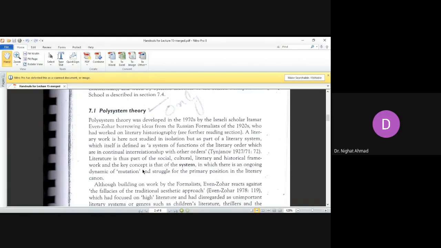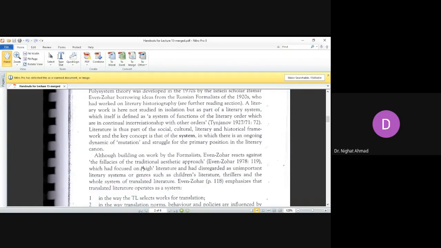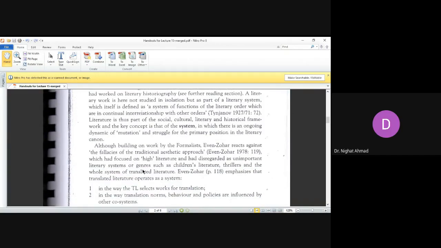And what is this struggle going on? That this text should be taken as of prime importance, to be in the literary canon, when it was written or translated within these systems within systems. It should be of immense importance and considered as primary, getting a primary position in the literary canon. So, although building on the work of the formalists, even Zohar reacts against the policies of the traditional aesthetic approach, which had focused on high literature and disregarded unimportant literary genres.